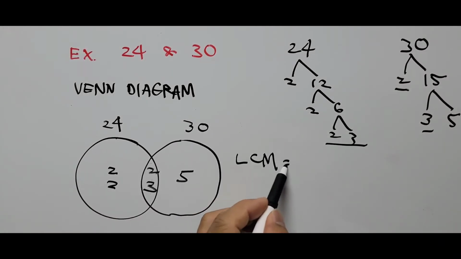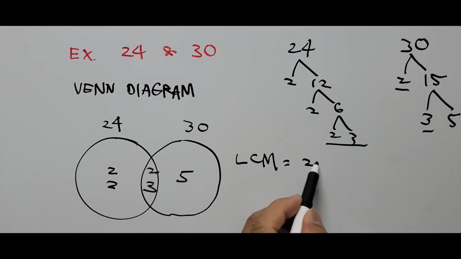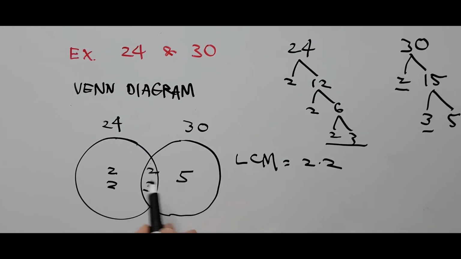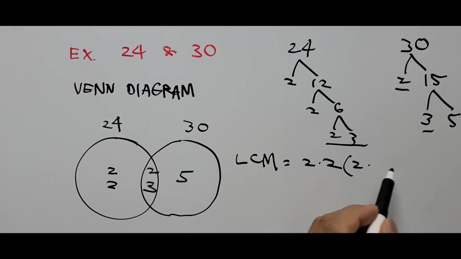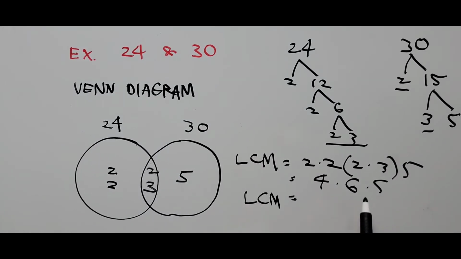LCM is equal to the product of all those factors that we have right there in the Venn diagram. So that's 2 times 2, that's from there, and then 2 times 3, which I indicated in parentheses, those in the intersection, times 5. So 2 times 2 is 4, 2 times 3 is 6, times 5. What's the LCM? 6 times 5 is 30, times 4 is 120. Right?